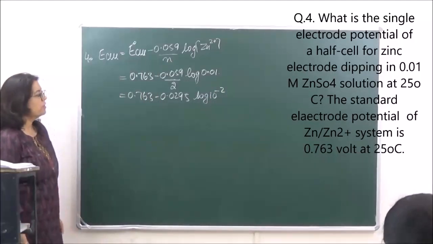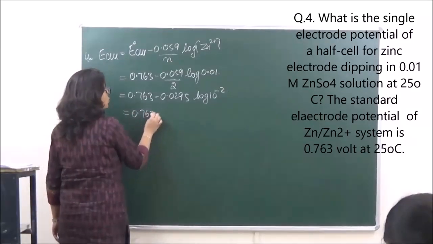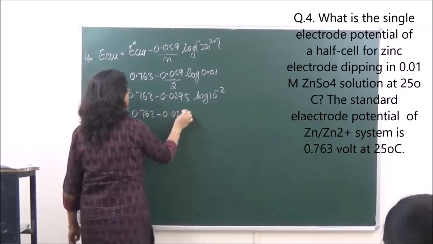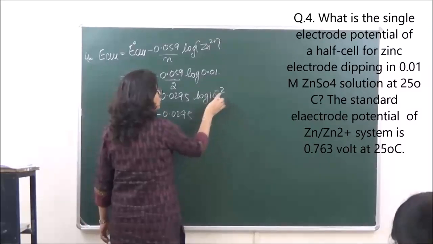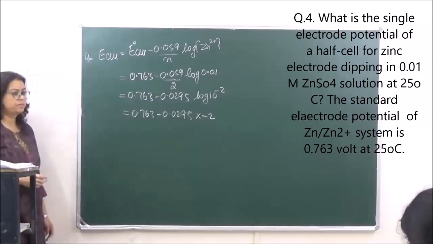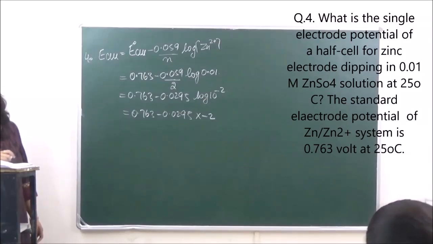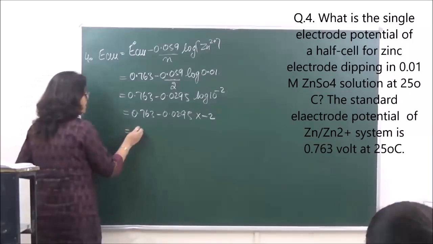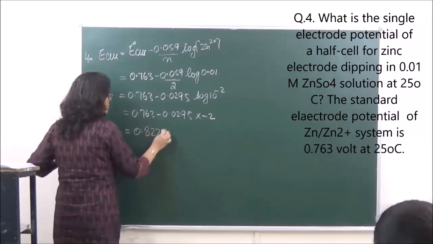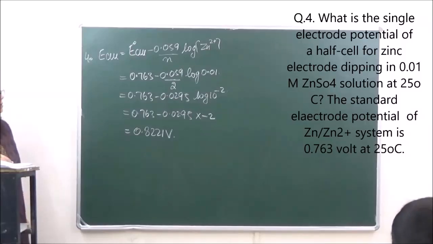ठीक है. This is how we do the logs. So we have 0.763 minus 0.0295 into log 10 to the power minus 2, which will be equal to minus 2. Right? So the answer to this question comes to 0.8221 volt. This is question number 4. Then let's go to question number 5.